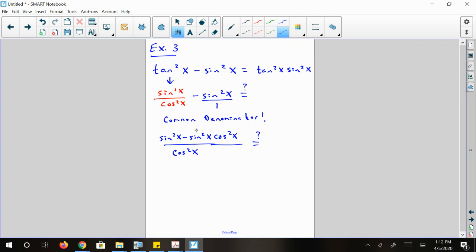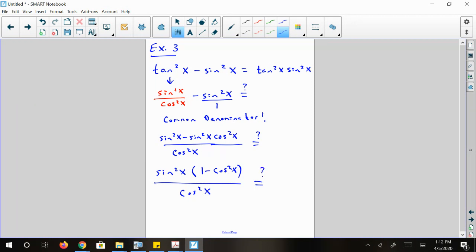Or sorry, not cosine squared of x, both of these have a sine squared of x. So what I'm going to do is factor out that sine squared of x. Okay, which when I'm done here gives me sine squared of x times 1 minus cosine squared of x, all divided by cosine squared of x.